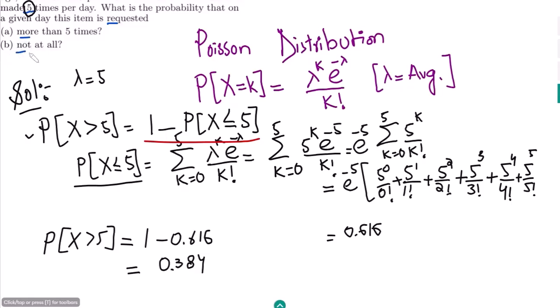In solving part B of my question, what do you have to do? You have to put the value of k equal to 0, because this is for not at all. Putting k value equal to 0 here, the answer you will get will be the answer of part B of my question.